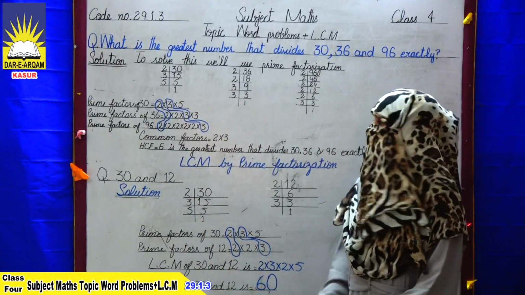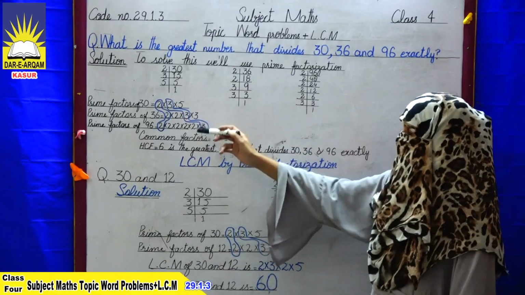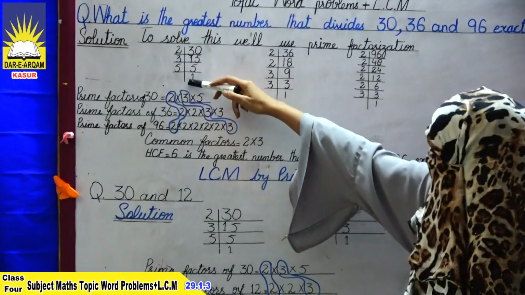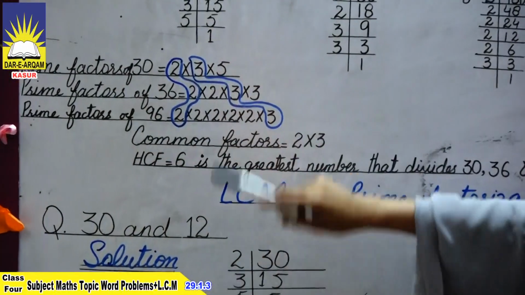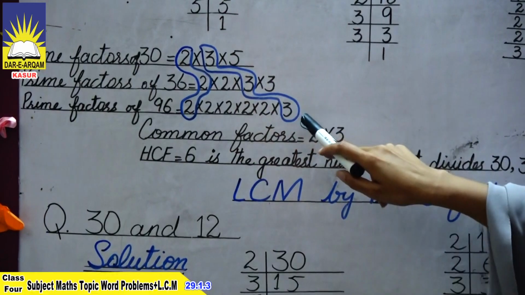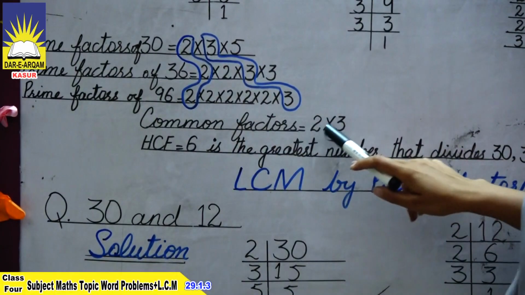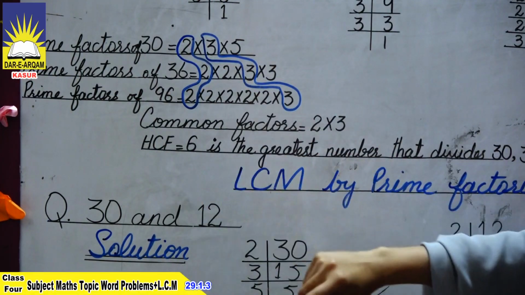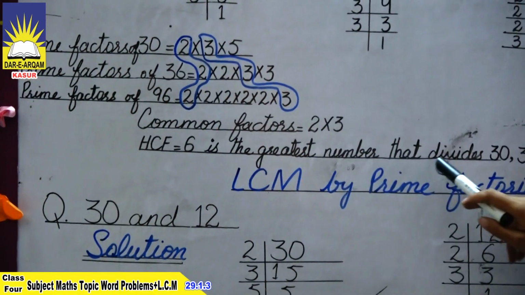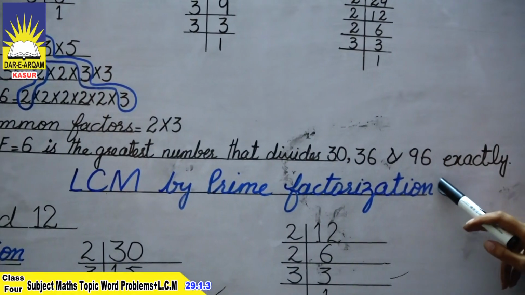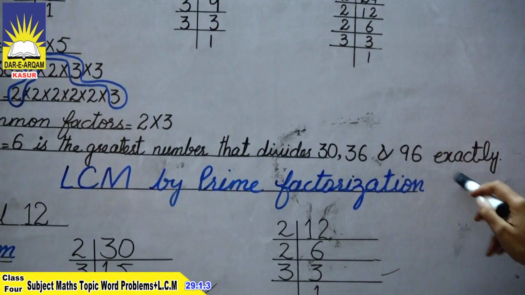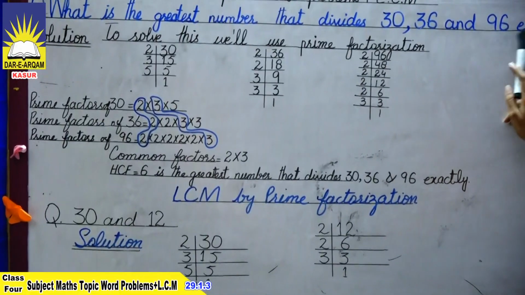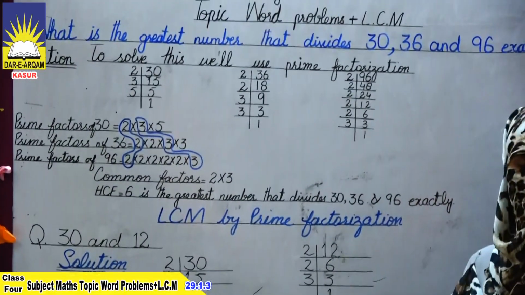Now we will find common factors. Common factors are those factors which are in all those numbers 30, 36 and 96. We will see 2 and 3 are common factors. Common factors: 2 multiplied by 3. HCF is equal to 2 multiplied by 3, which is equal to 6. 6 is the greatest number that divides 30, 36 and 96 exactly. This is the proper method for finding the greatest number that divides 30, 36 and 96 exactly. This is the method of prime factorization for HCF.